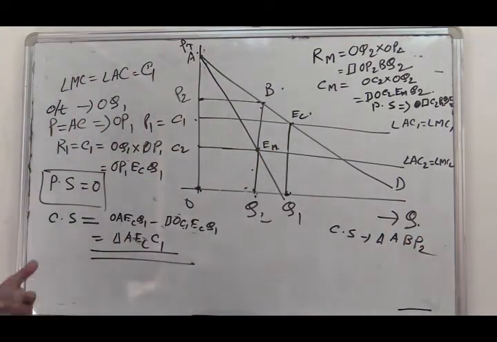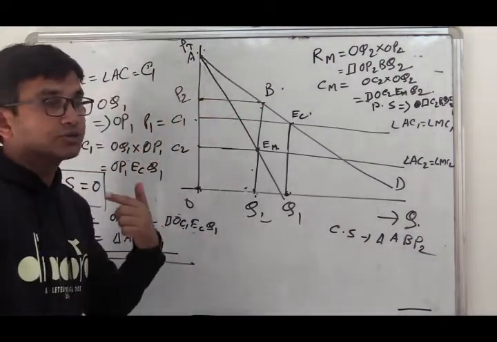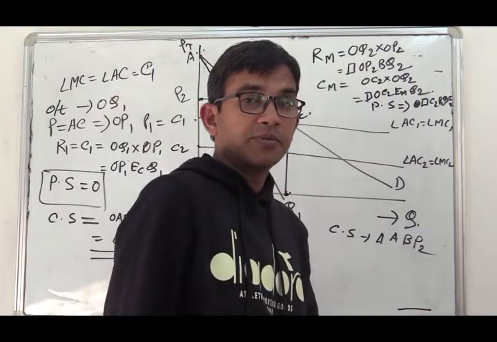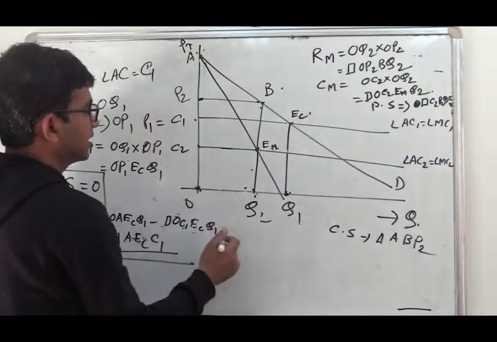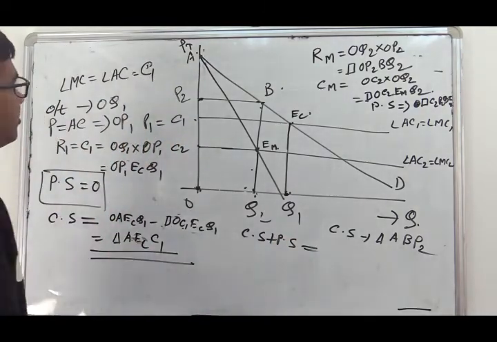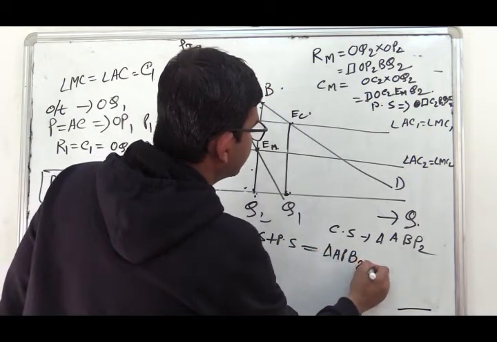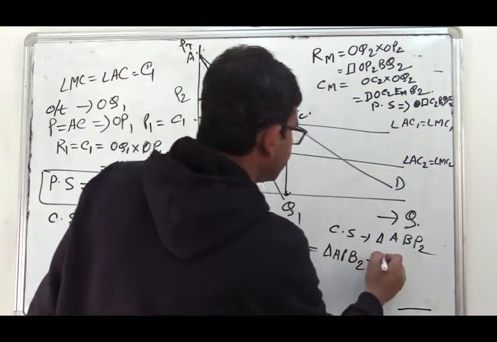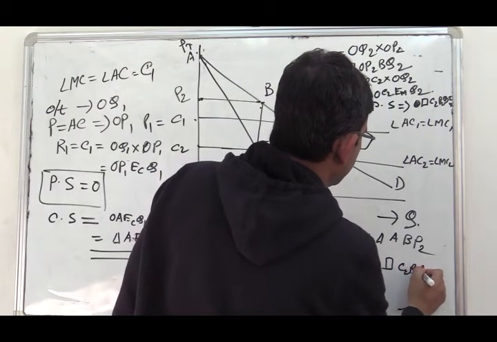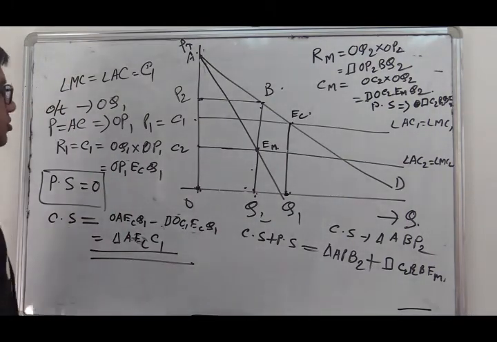So in this case, what do we see? The total surplus of the economy or social welfare, combining the producer surplus and consumer surplus, the sum of the producer and consumer surplus will be represented by the area CS plus PS. That means social welfare will be exactly equal to the area of the triangle A, B, P2 plus the area of the rectangle C2, P2, B, EM.